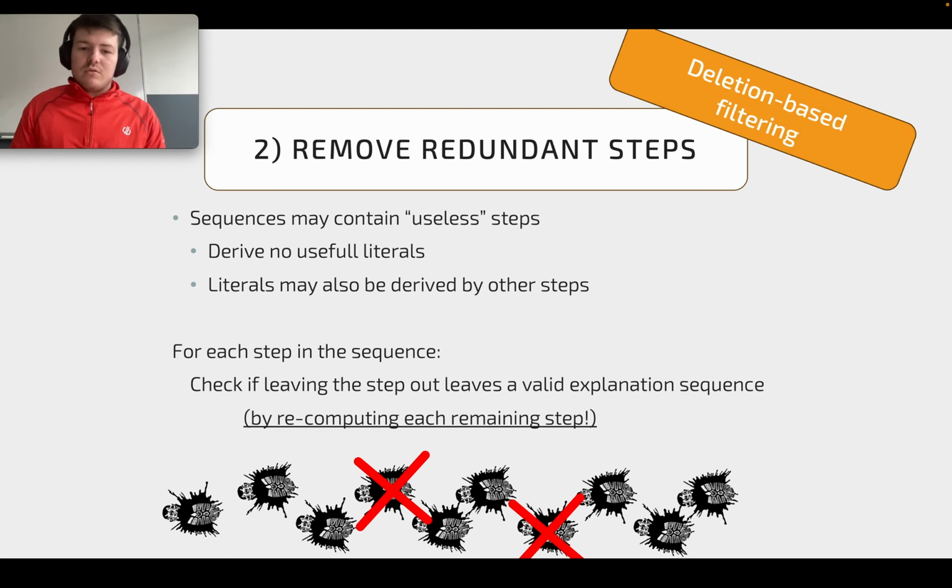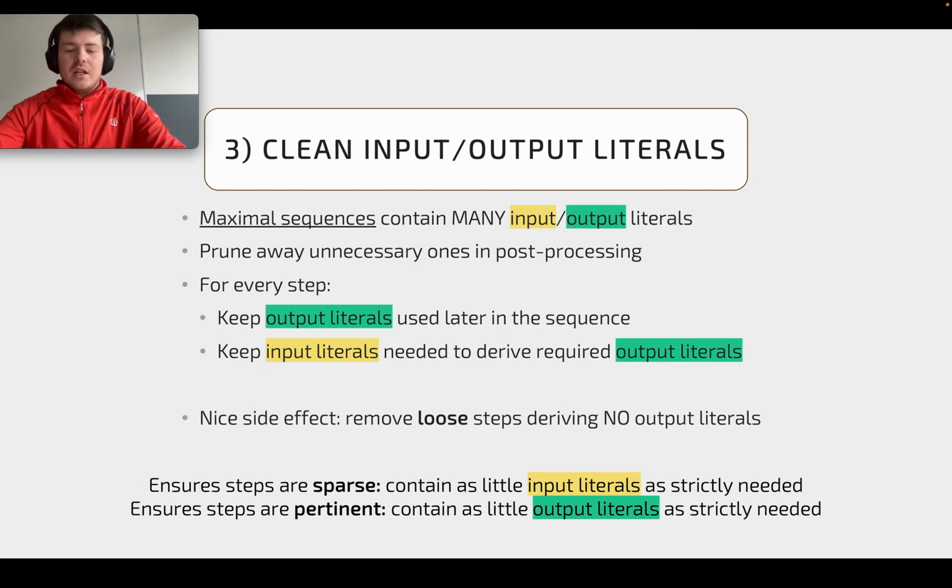We call this deletion-based filtering because it tries to delete steps. Once we have our shortened sequence, it will still be maximal, so it will contain many input and output literals, namely as many as possible. This is not very easy to understand for a user. So in the last step, we try to prune away the unnecessary input and output literals. How we do that is we start from back to front. We keep the output literals that are needed, namely the output literals that are used in later steps.